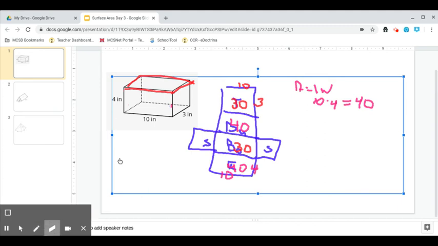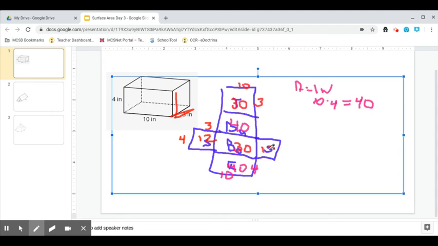Now I need the sides. If we look at my sides, my side is here, and the side goes like this. Going up like that is the same as going up over there, which is 4, and this is 3. 4 times 3 is 12. So the area of each side is 12.